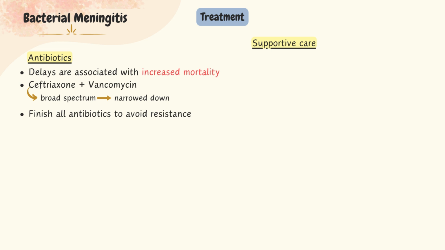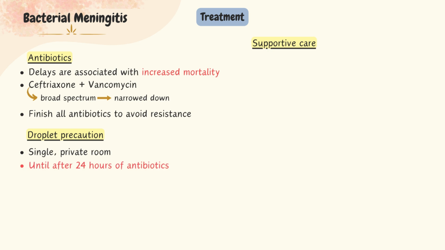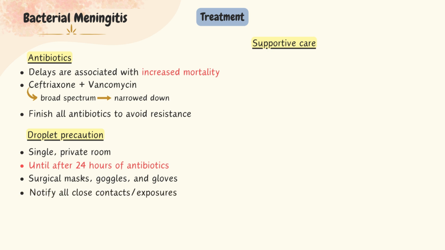As mentioned before, patients suspected to have bacterial meningitis should be placed on droplet precaution with a single private room until they have received 24 hours of antibiotics. Droplet precautions include surgical masks, goggles, and gloves. Teach the patient and family to let those who have been in close contact know about the diagnosis so they can begin prophylactic antibiotics, and all visitors should wear masks.